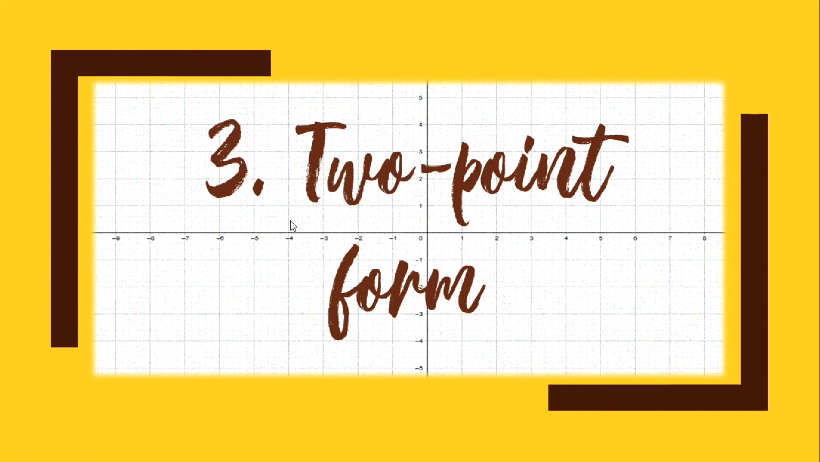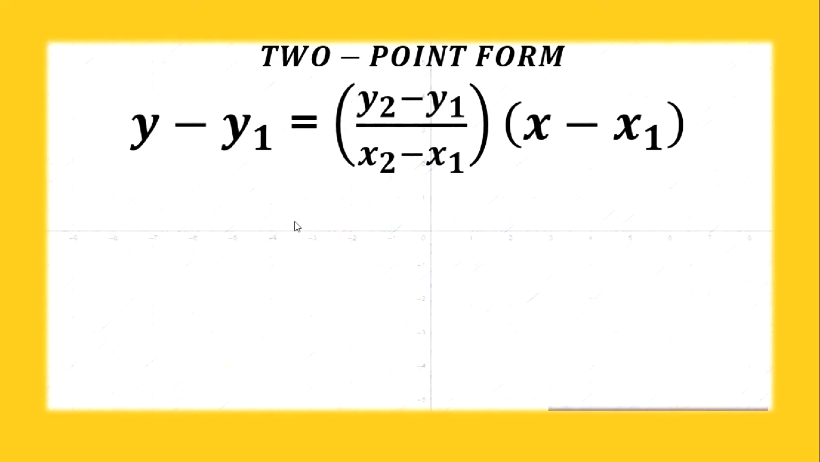Okay, next we have the third form which is the 2-point form. So, this time naman, gagamitin yung form na to kung ang given sa problem ay ang coordinates ng 2 points on the line. Okay? So, this is the 2-point form. We have y minus y sub 1 equals the quantity of y sub 2 minus y sub 1 over x sub 2 minus x sub 1 times the quantity of x minus x sub 1.